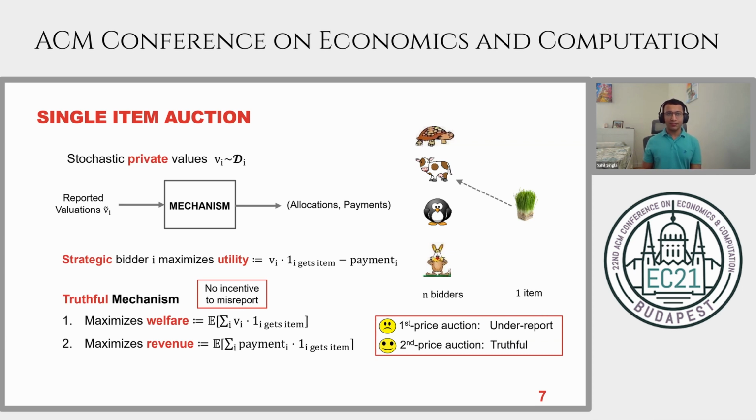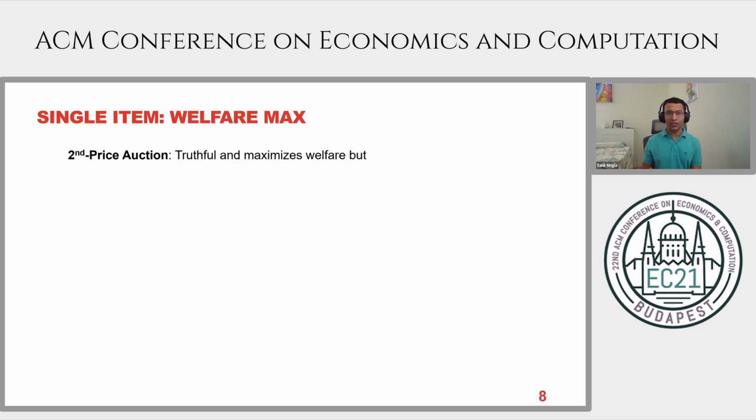So, okay, this was just the setting up, and now I'll tell you how we can use prophet inequalities. Let's first look at welfare maximization for the single item setting. One could run a second price auction here. And the second price auction is amazing because it's truthful and it maximizes the welfare, because it gives the item to the bidder who reports the highest valuation, who makes the highest bid.